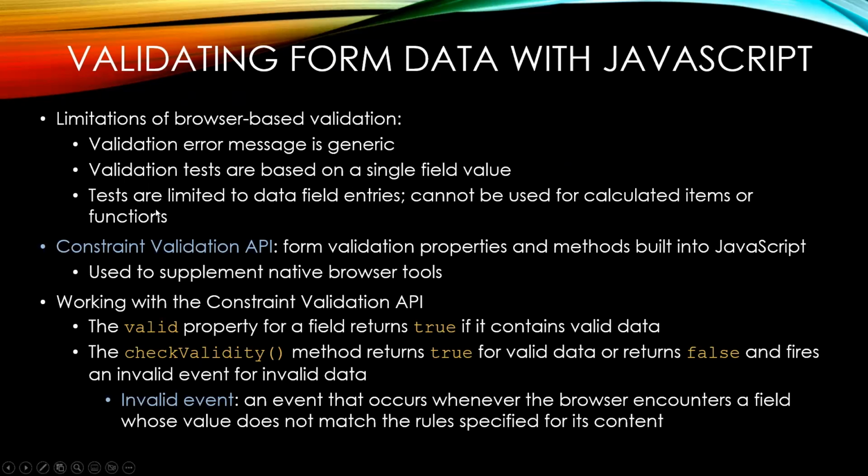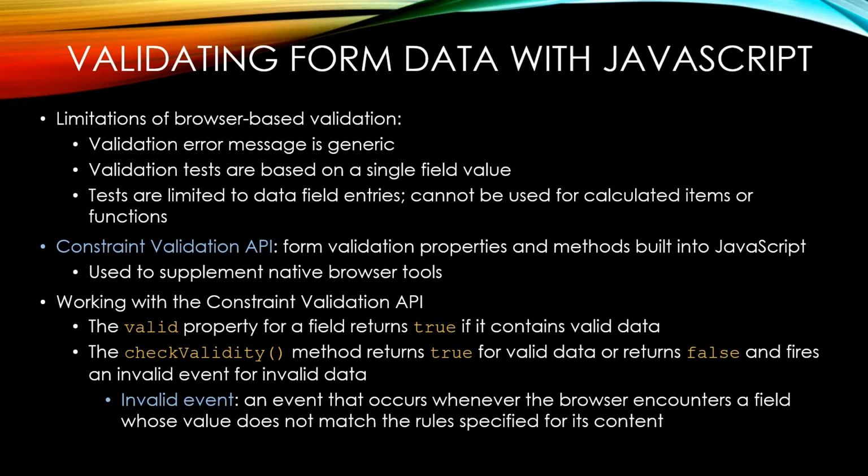We do have something called a constraint validation API, and that's going to be properties and methods that are built into JavaScript that are used to supplement what our browser gives us for validation. So we have a valid property, which is going to return true if it contains data. We've got a check validity, which is going to return true for valid data and false for invalid data. If we have invalid data, it's actually going to alert an invalid event. And so an invalid event is going to be what's going to occur whenever your browser encounters a value that doesn't match what you have specified as the rules.